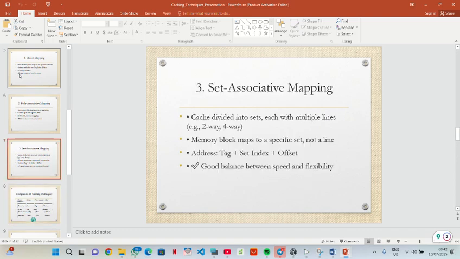The third is set associative mapping. Finally, we have set associative mapping, which is a mix of the first two techniques. Here, the cache is divided into sets and each set contains multiple lines, for example, two-way or four-way. A block maps to a specific set, but it can go into any line within the set. This technique balances speed and flexibility.